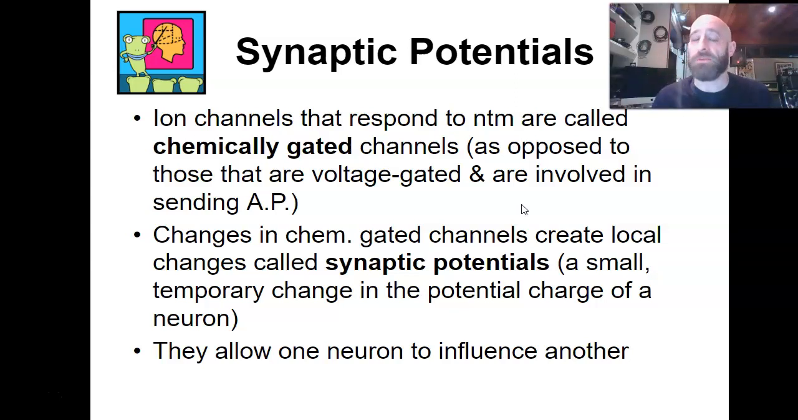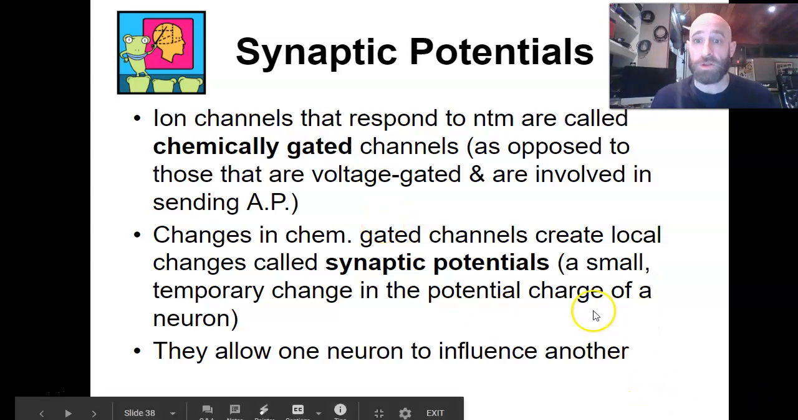The second type that I've talked about were these ligand-gated channels. And ligand-gated channels, they open when there's a chemical, like a neurotransmitter. So that's what this first couple bullets here are talking about. So when the channels respond to a chemical, like a neurotransmitter, they're going to be chemically or ligand-gated. And what ends up happening is you're going to have this small change in that area called the synaptic potential. And what that does is it allows one neuron to influence another neuron. So it's what makes one neuron talk to another.